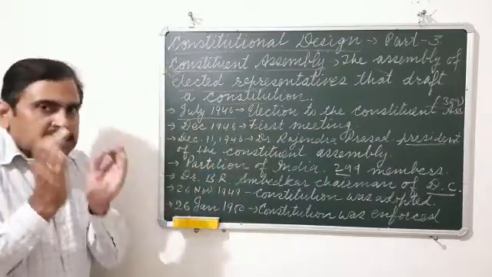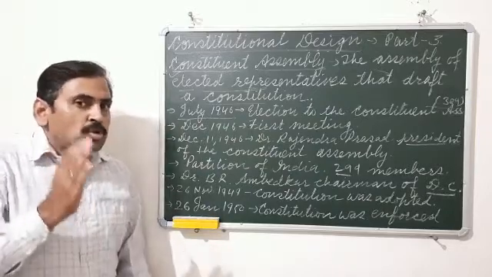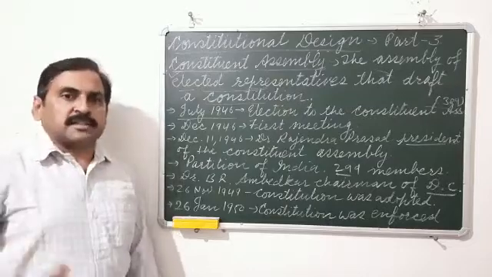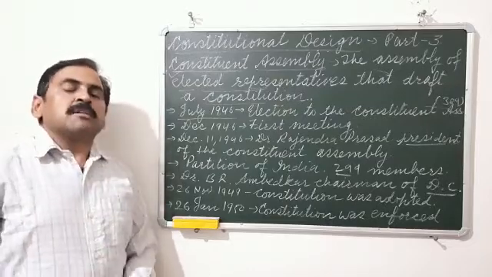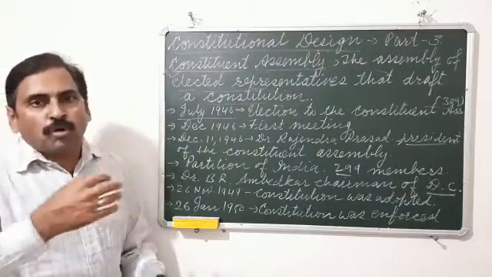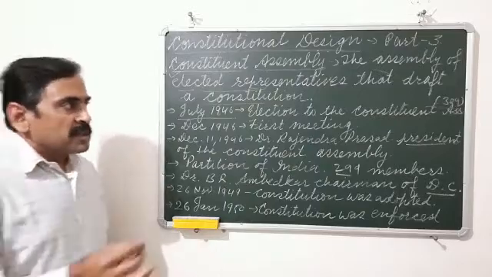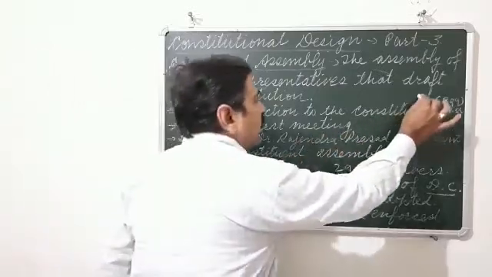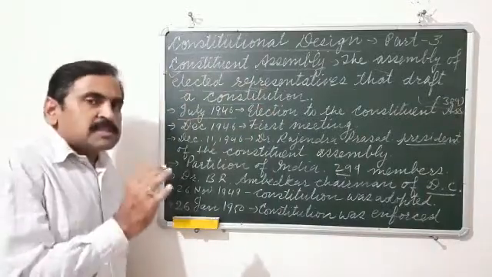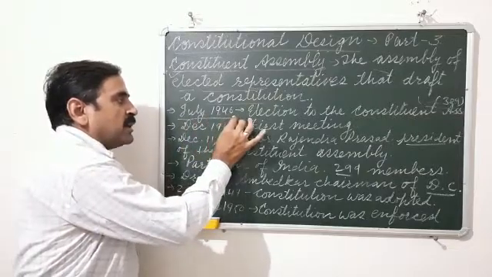and these members of the Constituent Assembly were not elected directly by universal adult franchise. These members were elected from the provincial councils from all over India, and in total 389 members were elected to the Constituent Assembly in 1946.